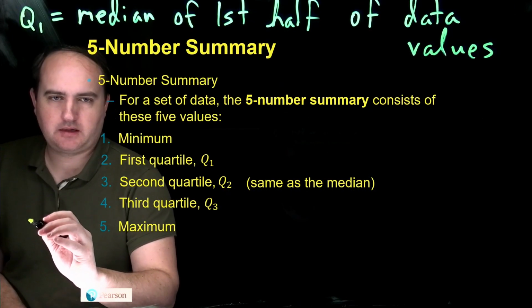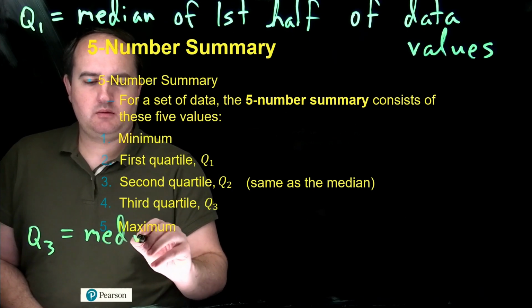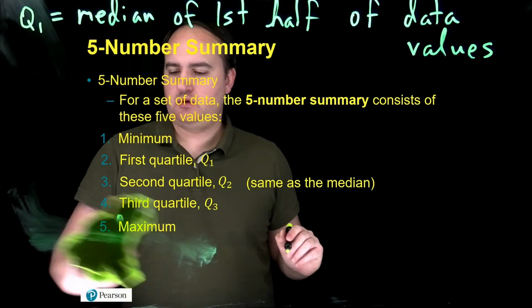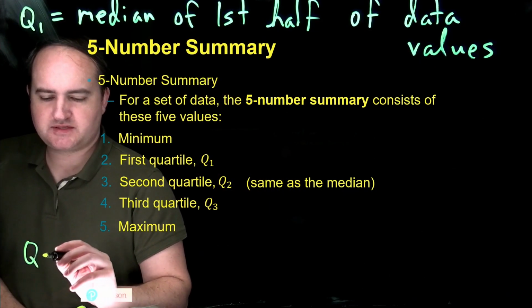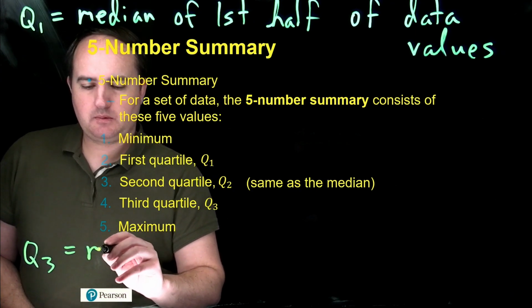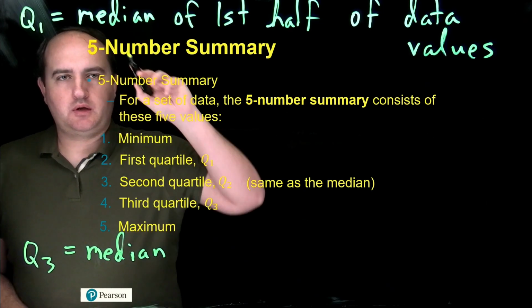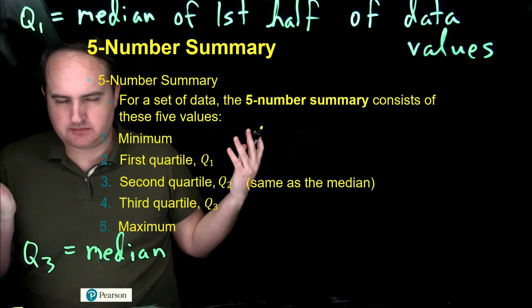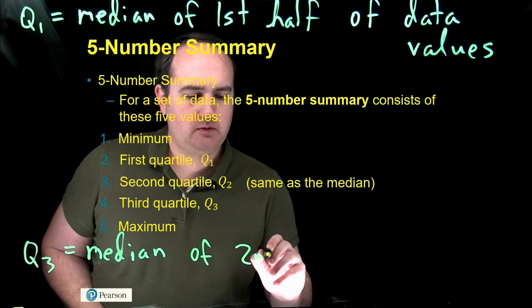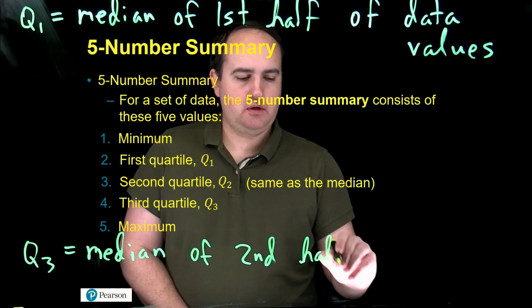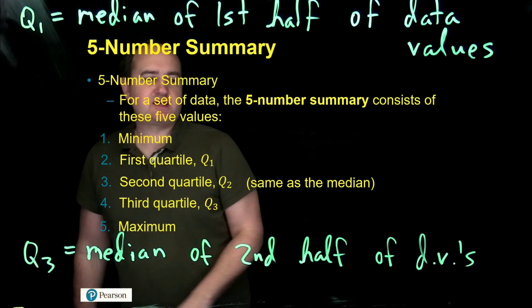Okay, let me write that down here so I have some room. Q3 is the median of the second half of the data values. Or if you prefer, you can just use the locator and do P25 and P75. That works just fine as well, it just takes a little bit longer. Okay, all right, so Q3 is the median of the second half of the data values.